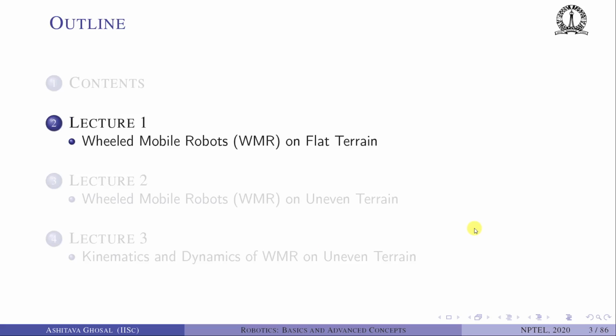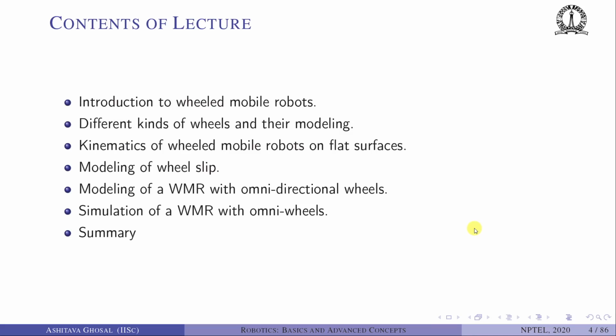So let's continue with wheeled mobile robots on flat terrain. We'll first look at some wheeled mobile robots. I will introduce you to the topic of wheeled mobile robots. Then we will look at different kinds of wheels and their modelings. Okay, a wheeled mobile robot by definition should have a wheel. So there are different kinds of wheels. Then I will very briefly tell you the kinematics of wheeled mobile robots on flat surfaces.